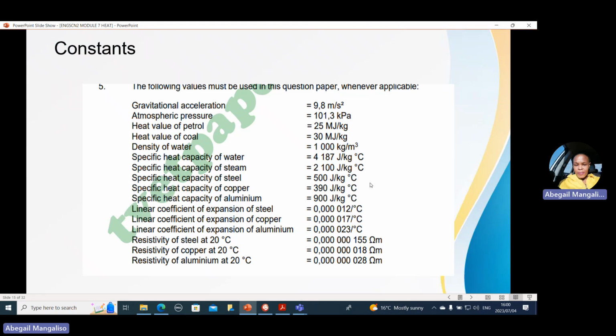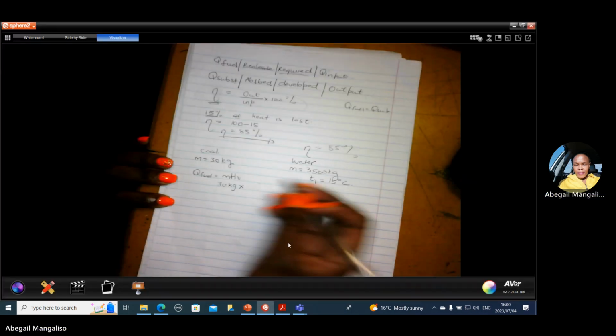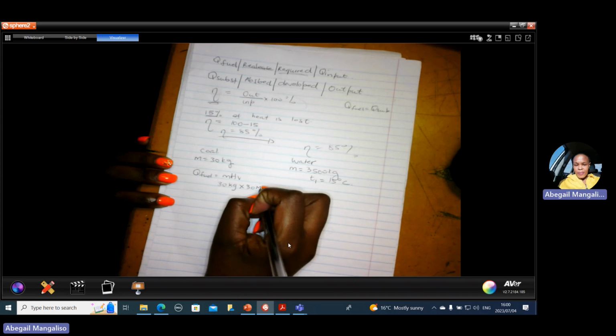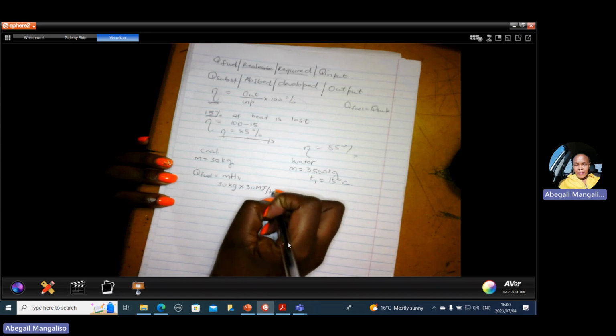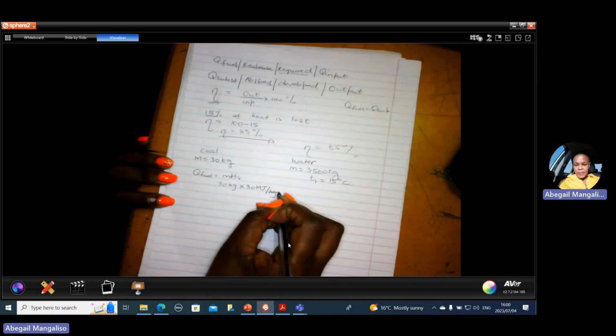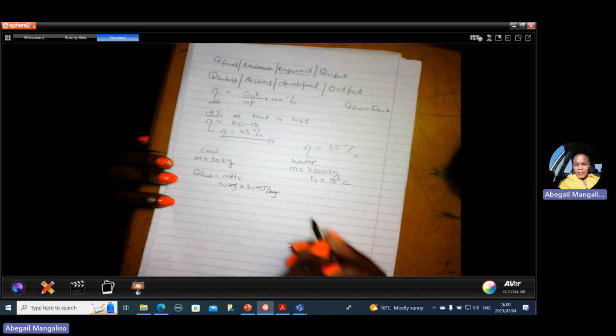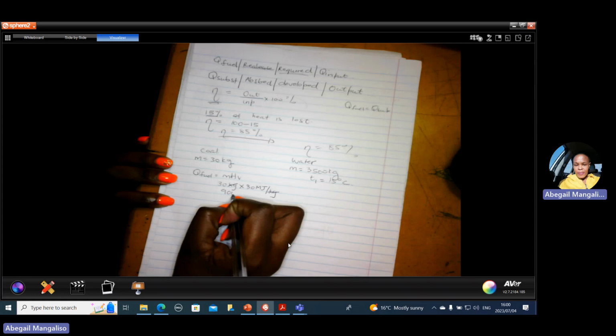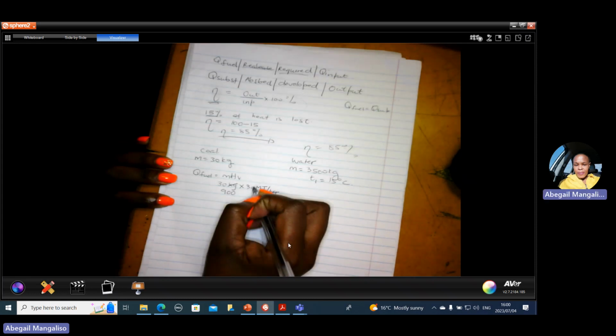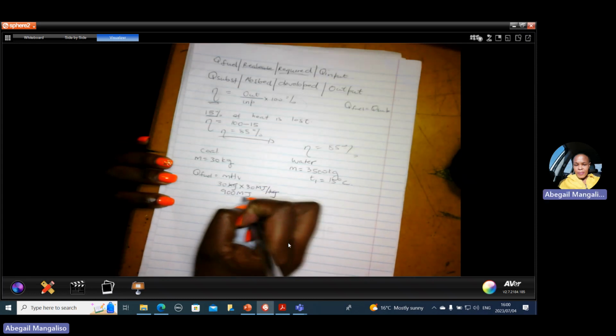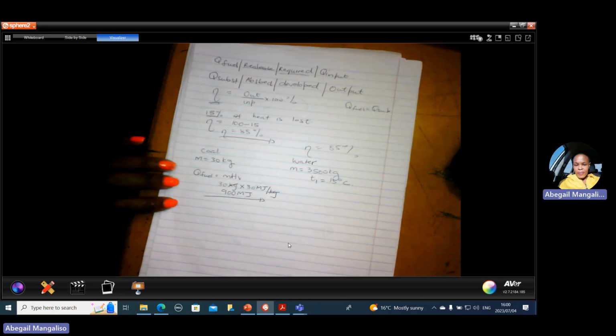Okay, this is the table taken from the past question paper. The heat value of the coal is 30. You multiply by 30, given in megajoules per kg from the table. So this kg will cancel out this kg, and 30 times 30 is 900. You are left with megajoules. So this heat of the fuel is in megajoules.